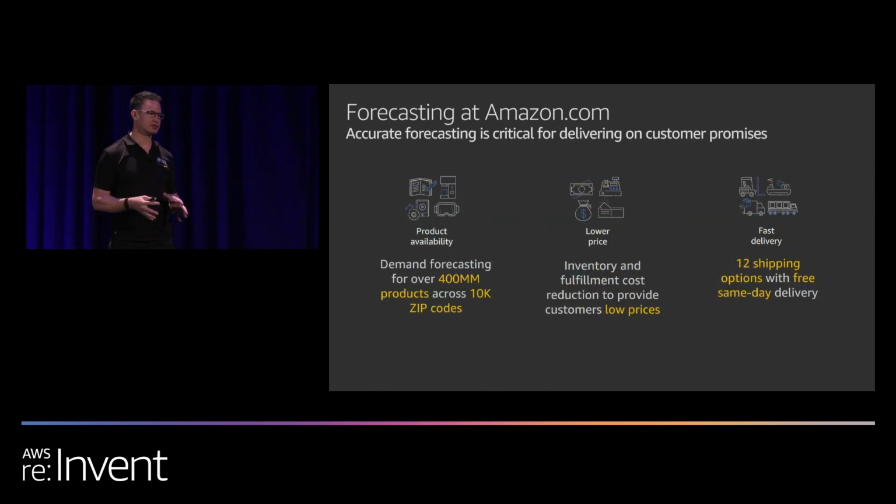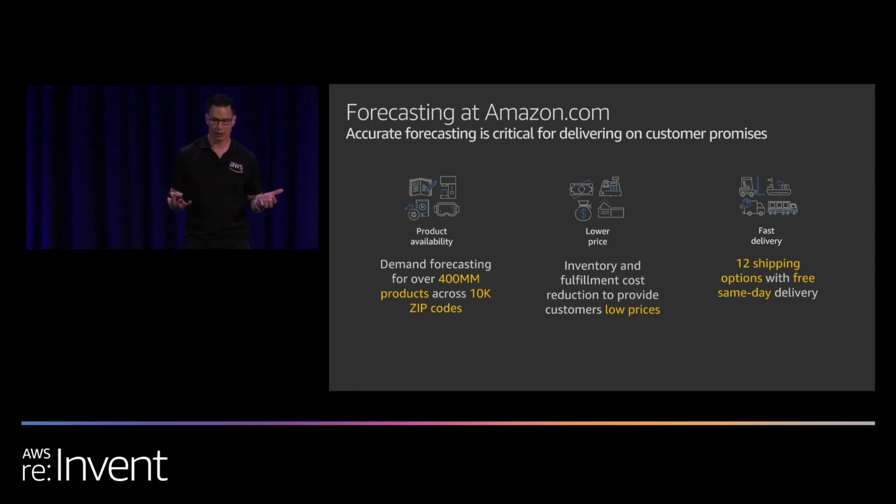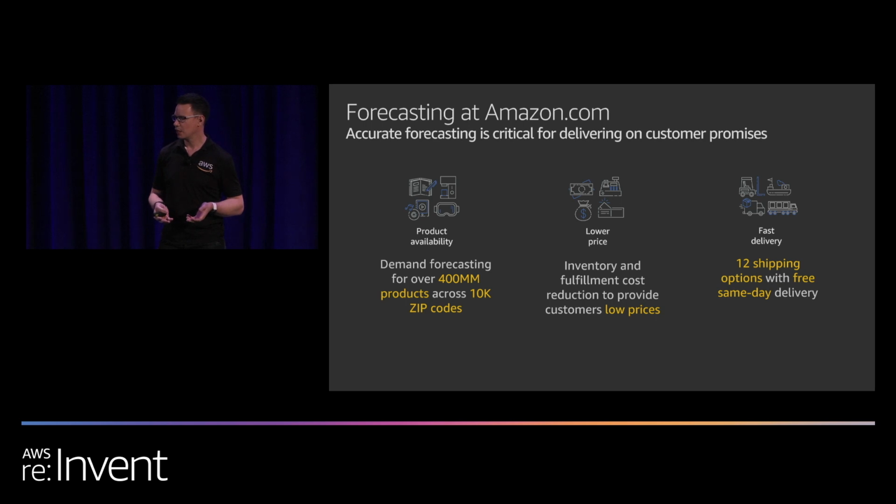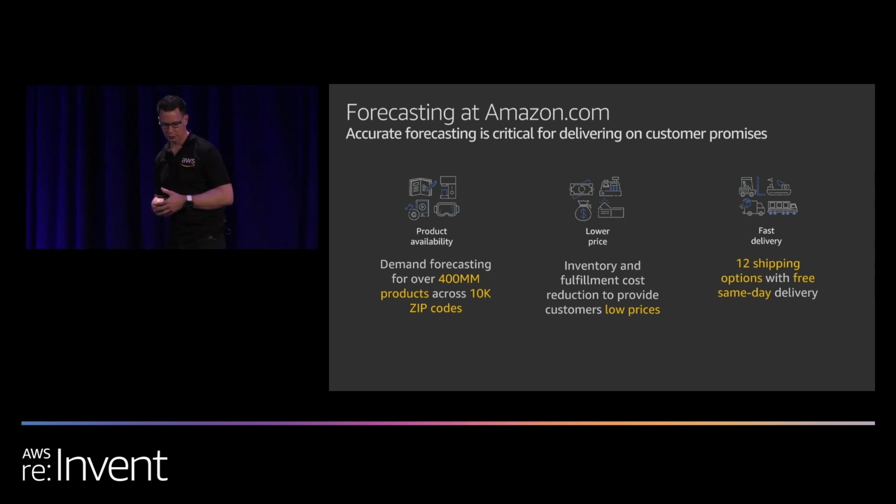If you look at the challenge across Amazon.com, it starts with 400 million products across 10,000 zip codes. Now, in terms of being able to meet our customer promises, we just wouldn't be able to deliver the business we do today without significant use of machine learning. It's really deeply entwined in what we do and enables us to deliver on these promises.